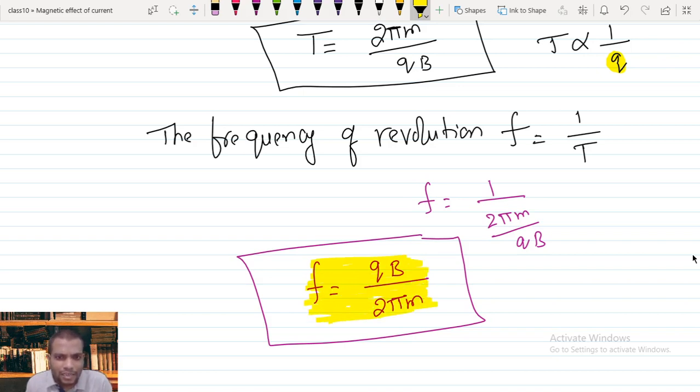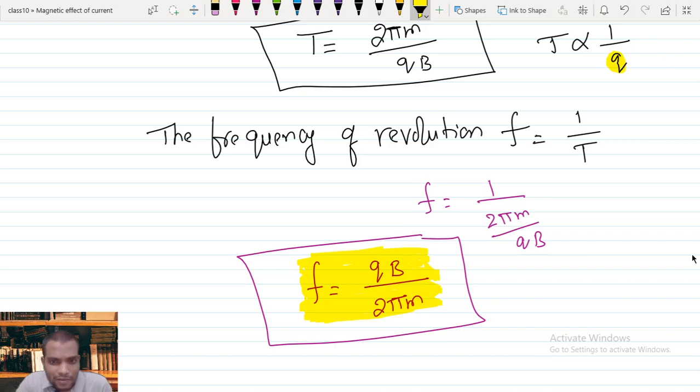Here I can tell about the cyclotron. A cyclotron is a device which is useful to move a charged particle in a magnetic field. It's an experimental device. By good luck, that concept is deleted from the present syllabus, so I am not going to talk anything about that.